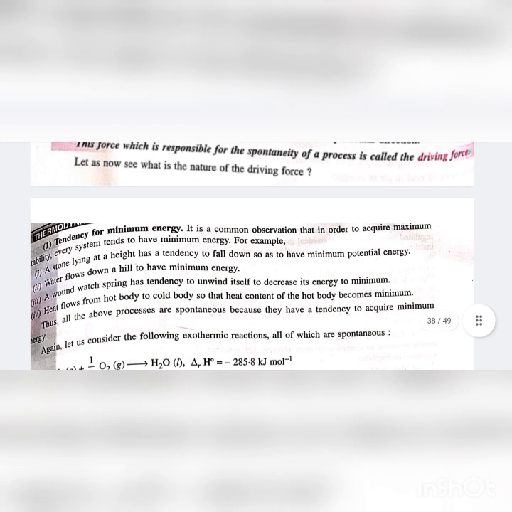First is tendency for minimum energy. It is a common observation that, in order to acquire maximum stability, every system needs to have minimum energy. For example, a stone lying at a height has a tendency to fall down so as to have minimum potential energy. Water falls down a hill to have minimum energy. A wound watch spring has a tendency to unwind itself to decrease its energy to a minimum. Thus, all the above processes are spontaneous because they have a tendency to acquire minimum energy.